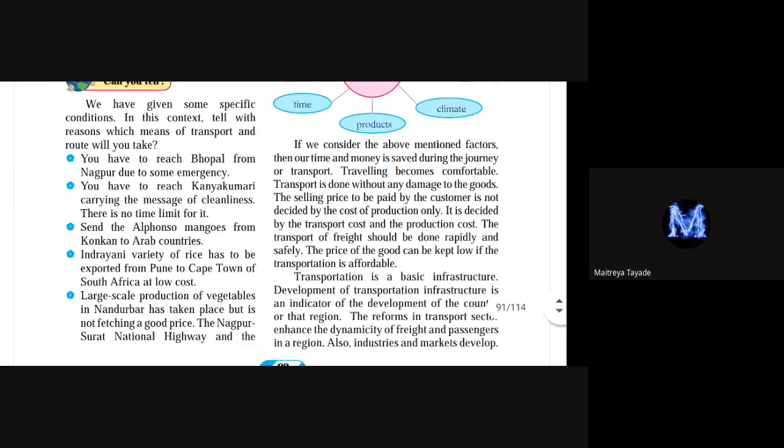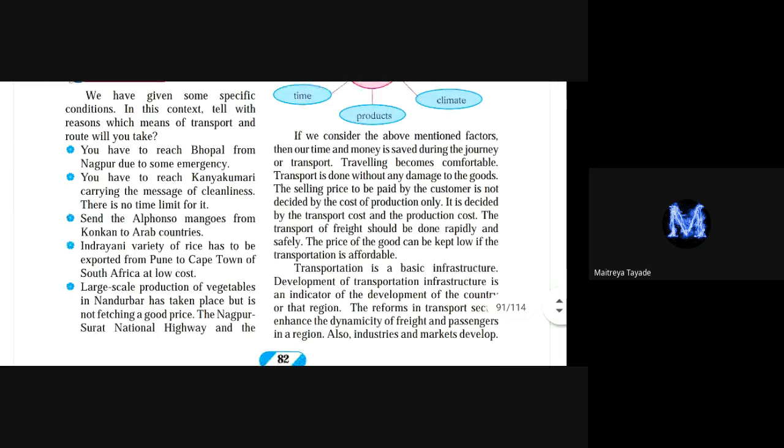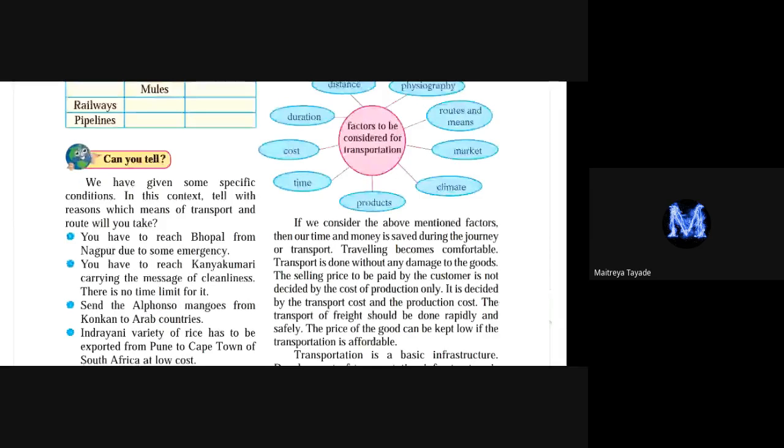Friends, basically our aim while transporting any good or traveling to any place is to save as much time as possible and to save the cost of that traveling or transportation, right? So by considering all these factors, we can conclude which means of transport we have to choose, so that we can save our time and our money. Traveling becomes comfortable when we consider all these factors.